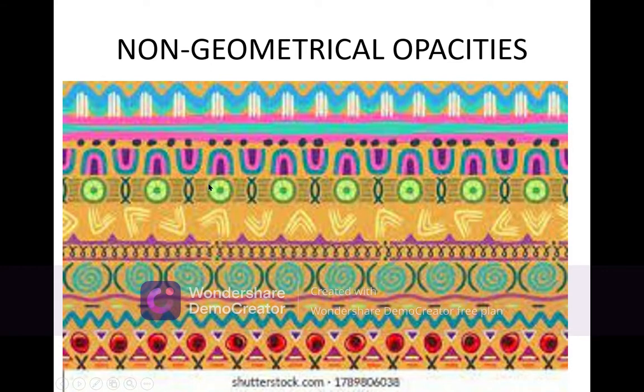Non-geometrical shape opacity, there are specific shapes that are seen. Some are linear and some are triple, parallel bars, and so on. Not specific non-geometrical opacities. Now they are classified according to the size of it.